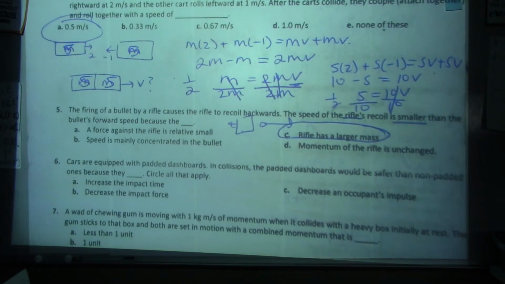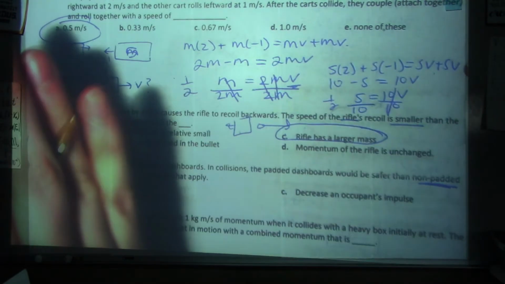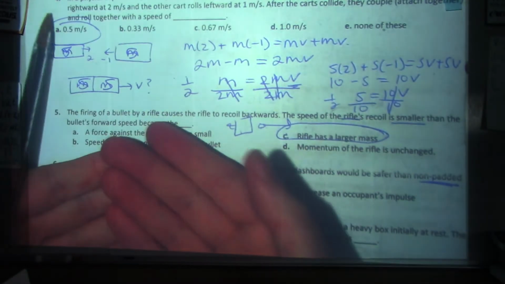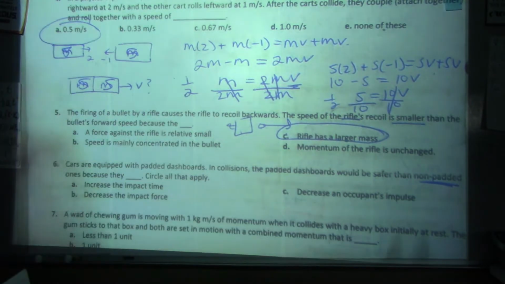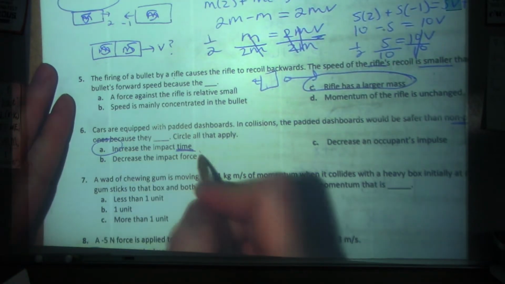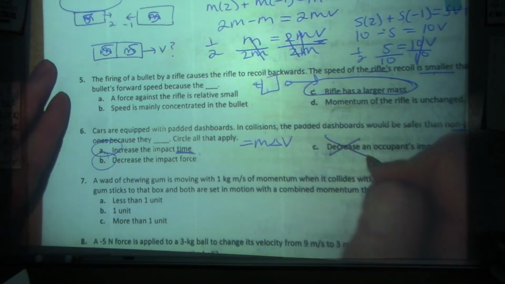Cars are equipped with padded dashboards. The padding makes it softer, which means instead of stopping immediately when it hits something hard, it stops over more time because it's softer. So we are increasing the time, and by increasing the time, that decreases the force, because you still have the same change in momentum, the same impulse, that would be constant.